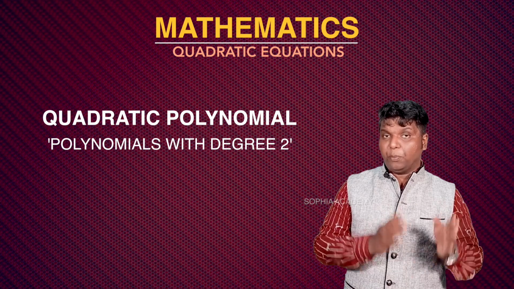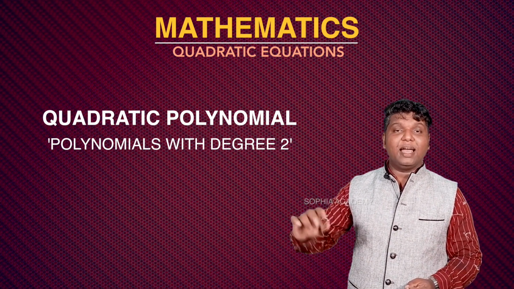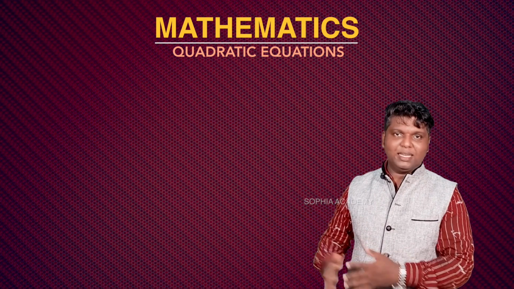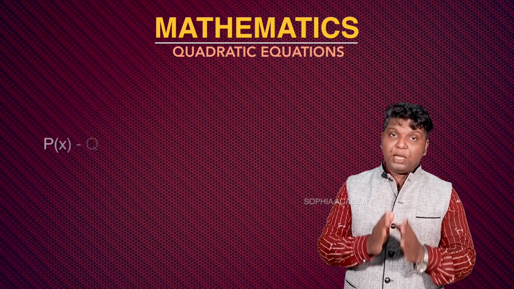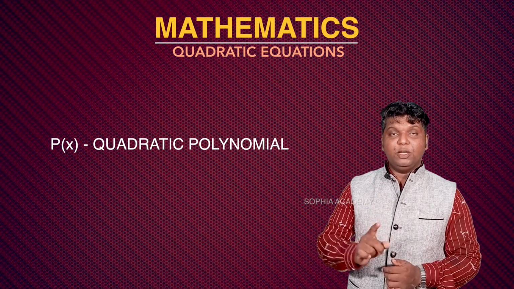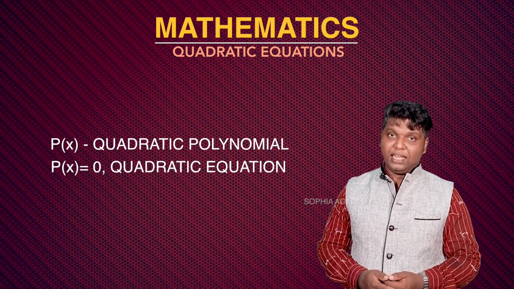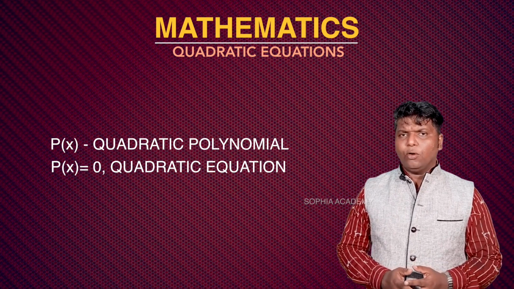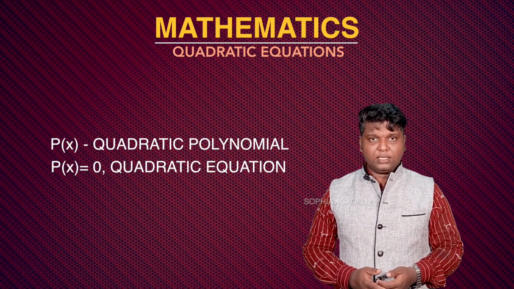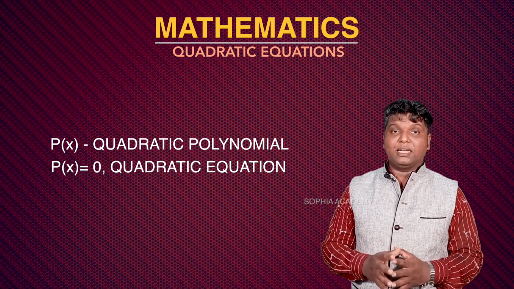What is the difference between polynomial and equation? It's only this much: there will be an equal to sign and it should be equated to something else. That means if p of x is regarded as a quadratic polynomial, then p of x is equal to 0 will be regarded as the quadratic equation. That's the difference.